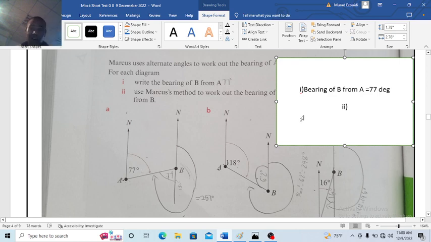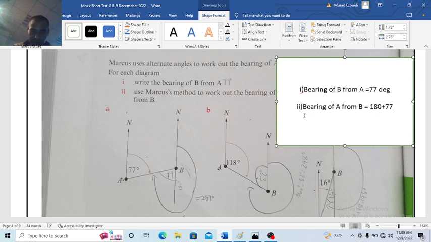So the bearing of A from B is equal to 180 plus 77 degrees, which is equal to 257 degrees. Of course, don't forget about the degree sign.